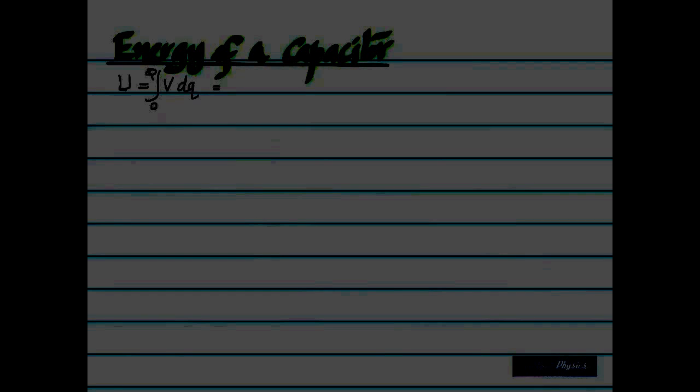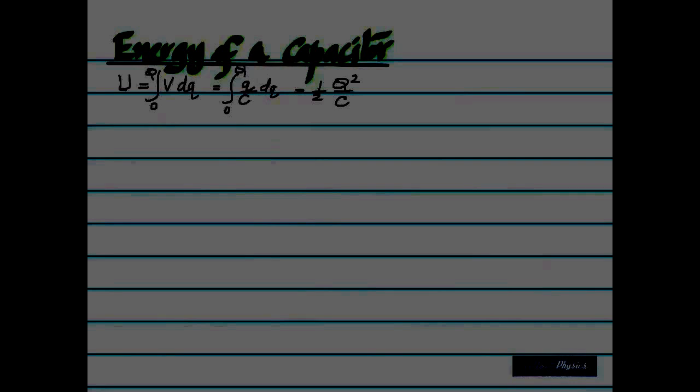When a capacitor stores charges, definitely it is storing energy. And to find the energy of a capacitor, all we have to do is to find out how much work is done in order to charge it. And the work done is given by the product of voltage and charge. So if we integrate from the initial zero charge to the final charge Q, we're going to get the total potential energy of a charged capacitor.